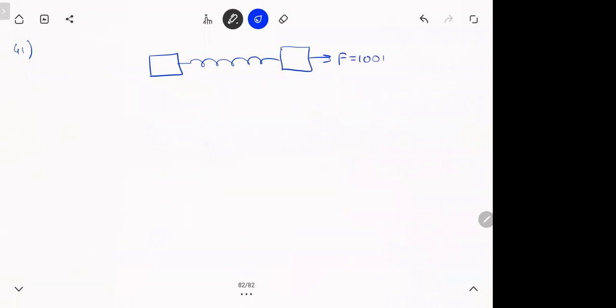So we have two blocks with a spring between them. And this is 5 kg. And this is going with an acceleration 10 meter per second square. This is 10 kg. So find the acceleration of the 10 kg block at this instant.